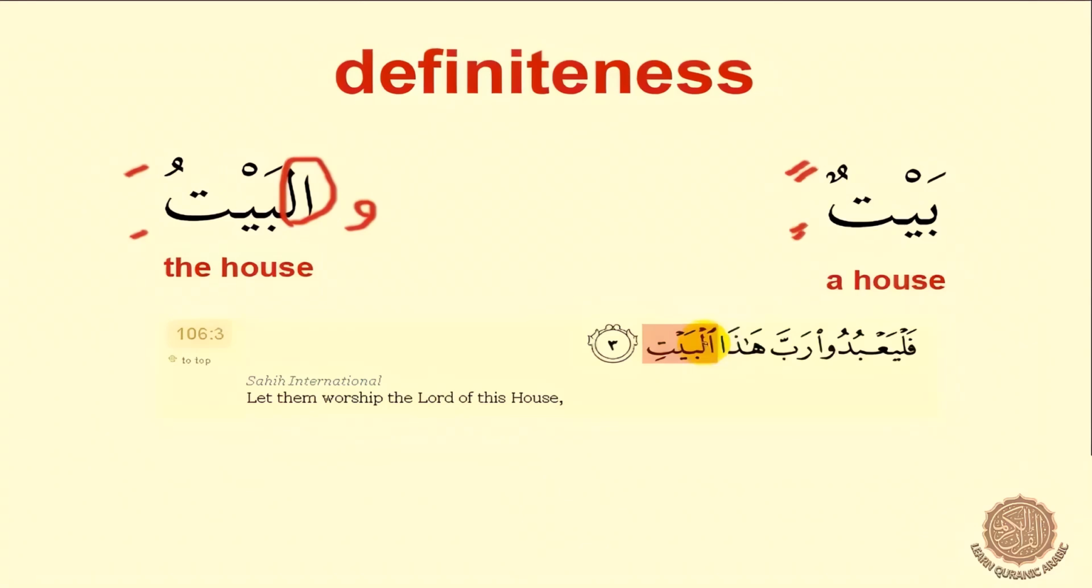Now, here we have the word هذا. So, هذا and al-bayt. How do we pronounce it? It's هذا البيت. So, it's not هذا al-bayt. You don't pronounce the hamzat al-wasl here. You go from this alif to this lam. هذا البيت. If it started a sentence, it would be al-bayt.